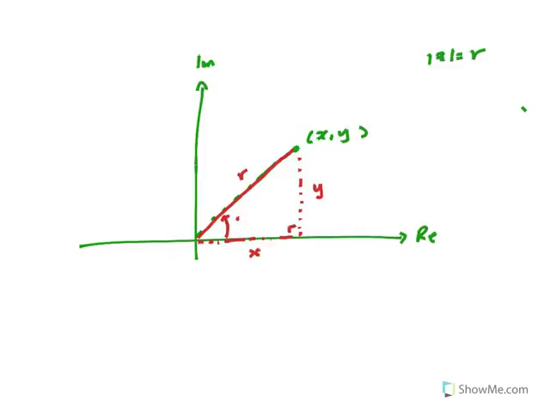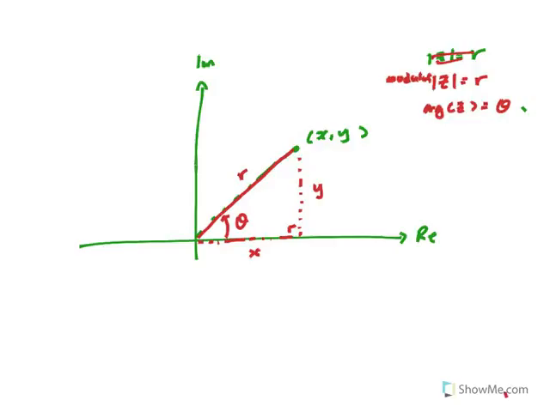So can I say this is theta? Mod of z is equal to r. This is the modulus that we learned last lesson. The argument that we learned last lesson, I call it theta. Can you all see this? Now let's look at this triangle.